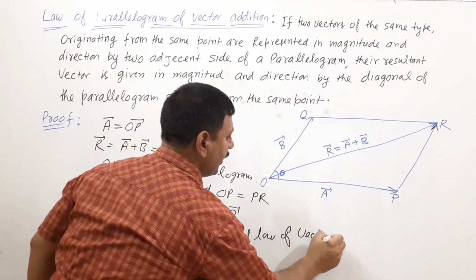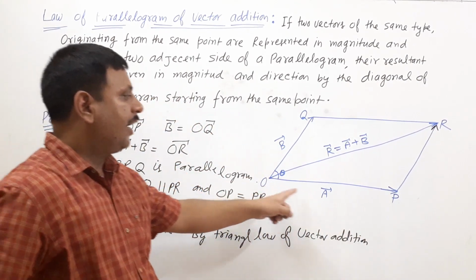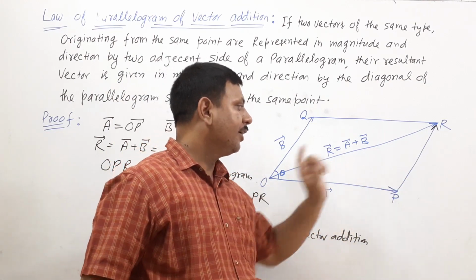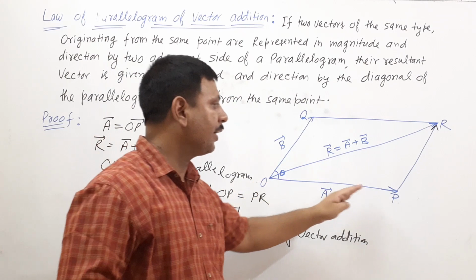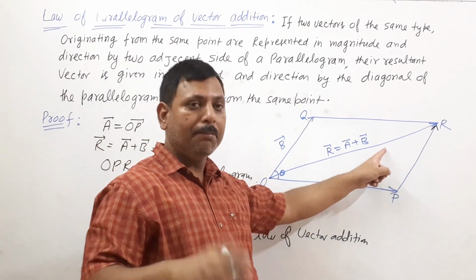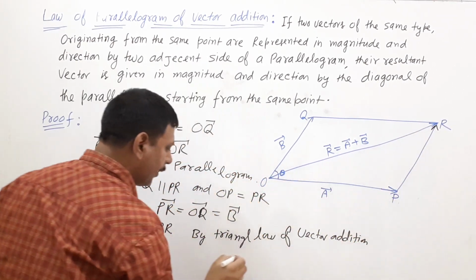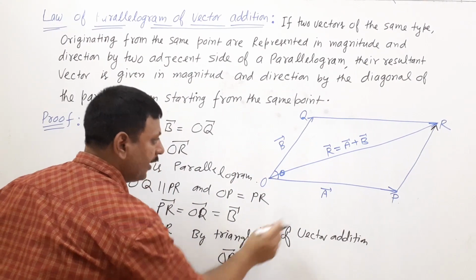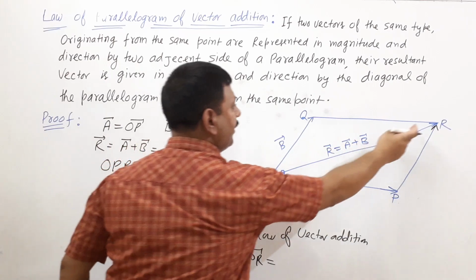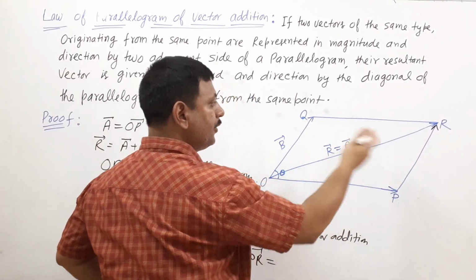By the triangle law of vector addition, what happens? Two sides taken in order, represented by a triangle, taken continuously both in magnitude and direction, then the third side will represent the resultant in magnitude but in opposite order. So here two sides taken in order, OP plus PR, is equal to the third side OR, but in opposite order, so RO opposite to OR.